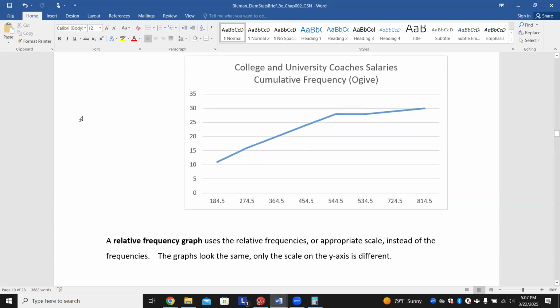So a relative frequency graph uses the relative frequencies or appropriate scale instead of frequencies. The graph looks the same, only the scale of the y-axis is different, and we steadily have a positive or a constant growth. We don't ever go down with an ogive.